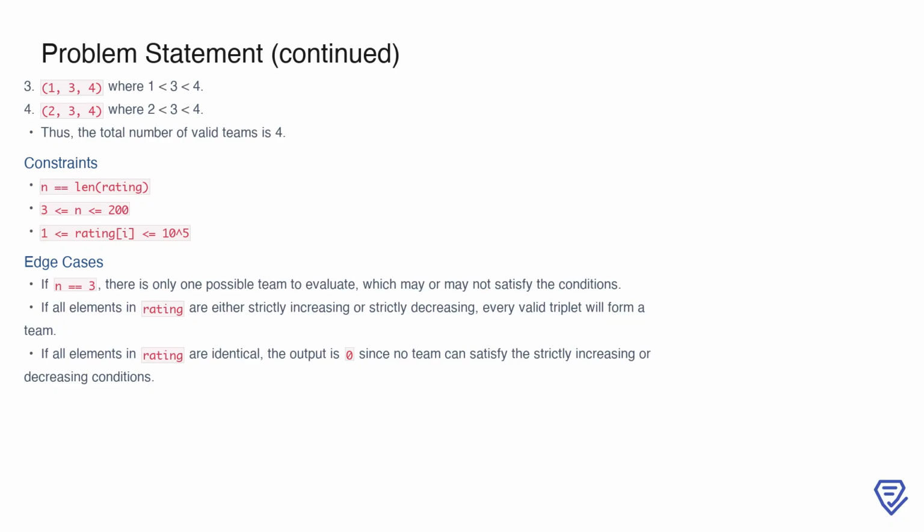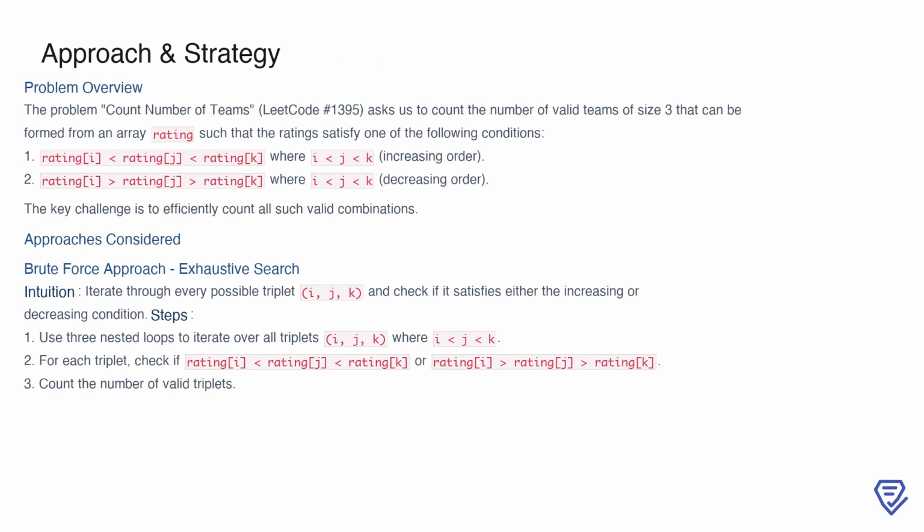To summarize, the problem's constraints ensure that there are always at least 3 soldiers, and the edge cases include situations with identical ratings or arrays that are fully increasing or decreasing. By carefully evaluating all possible triplets, we can determine the total number of valid teams. The problem count number of teams challenges us to identify all valid teams of 3 soldiers based on their ratings.